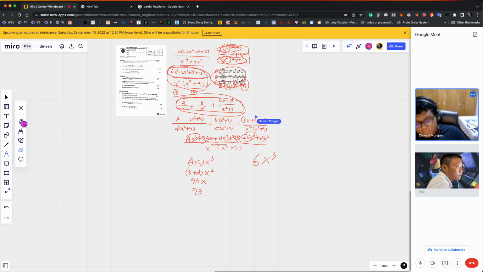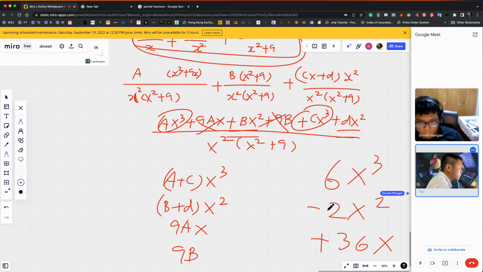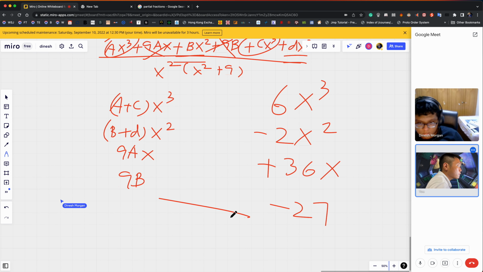Are you following? Okay, good. So it's minus 2x squared plus 36x minus 27. With this, I think you can find your b first. So b is negative 3. A is 4, right?